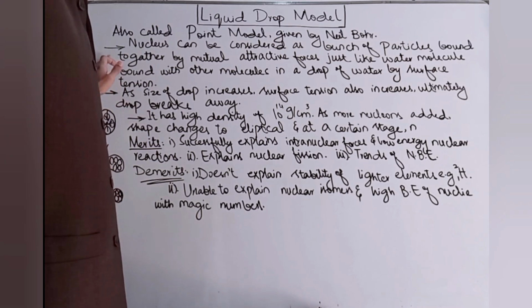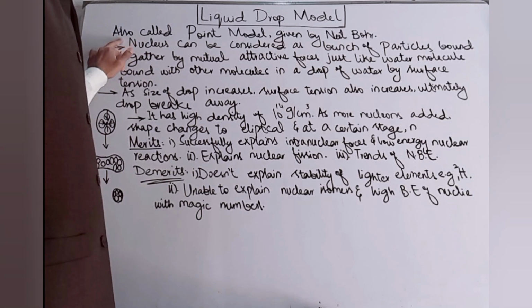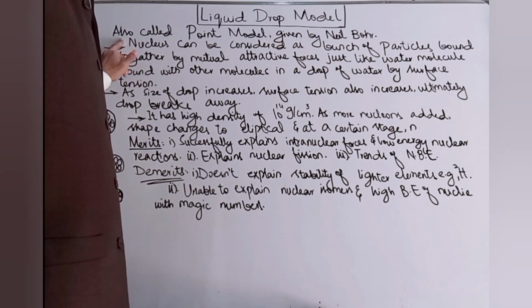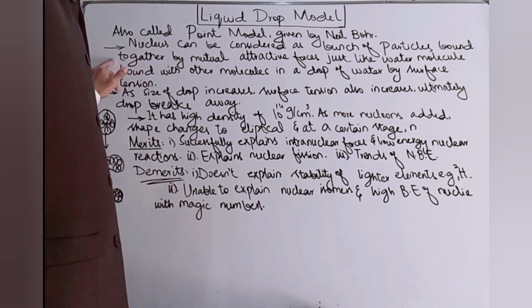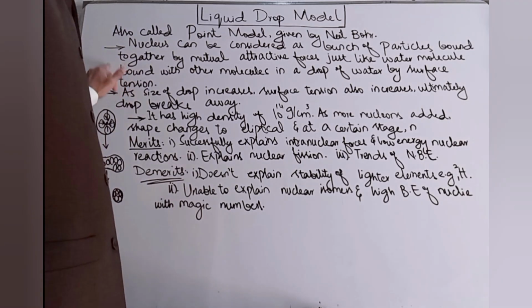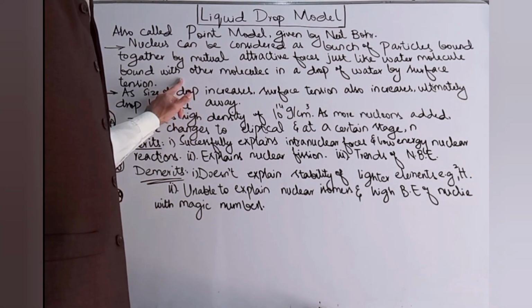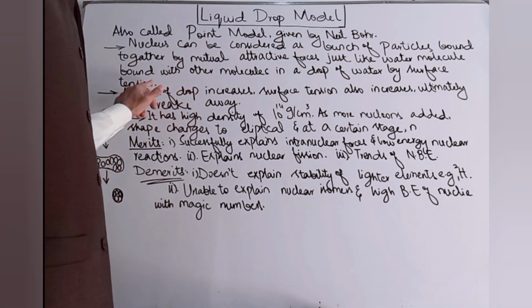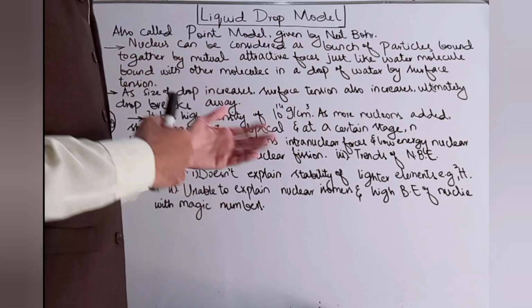So first of all, if we look at the definition or the basic principle of the liquid drop model, the nucleus can be considered as a bunch of particles bound together by mutual attractive forces, just like water molecules are bound with each other in a drop of water by surface tension. As the word indicates, liquid drop model.